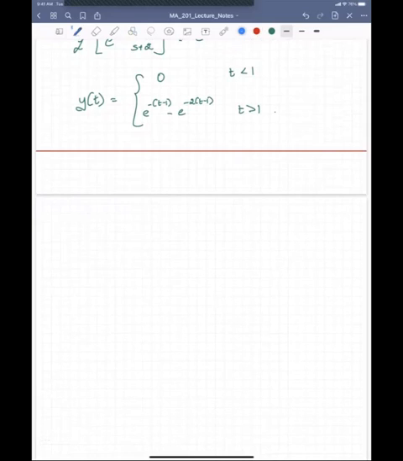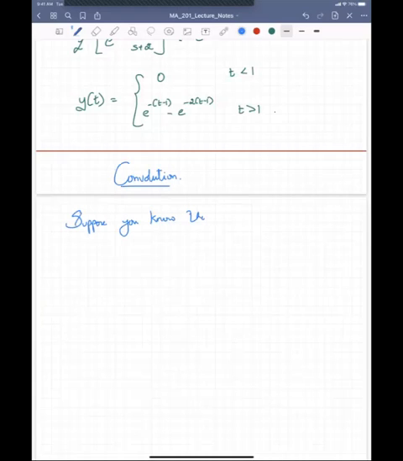The next thing that we will do is to understand a rather interesting problem. And this goes by the name, mathematically, of convolution. And the idea is this. Suppose you know the Laplace transform of two functions. Let's call them f of t and g of t.